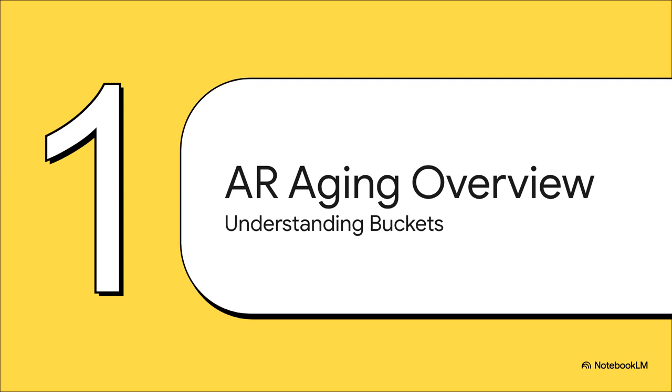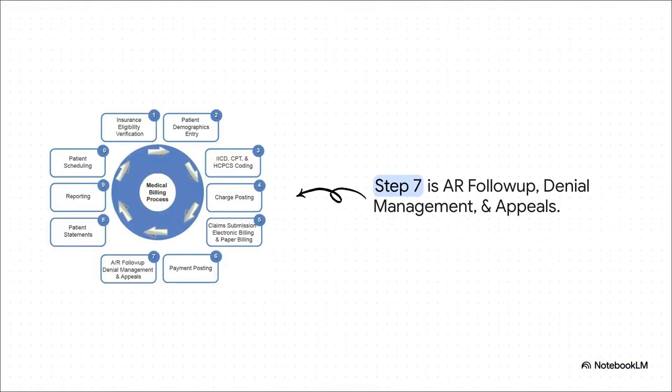Understanding the life cycle of a claim is basically the absolute bedrock of everything we do in RCM. Think of the standard 10-step medical billing process like a giant, complex assembly line. Notice step 7 right over there, AR follow-up, denial management, and appeals. When a claim has successfully gone through coding, charge posting, and submission, but the payment just isn't coming through, that's us. That is our domain. We are the ultimate problem solvers of the revenue cycle.